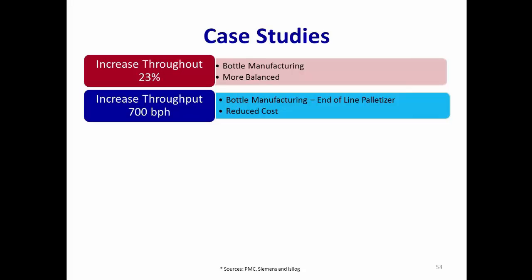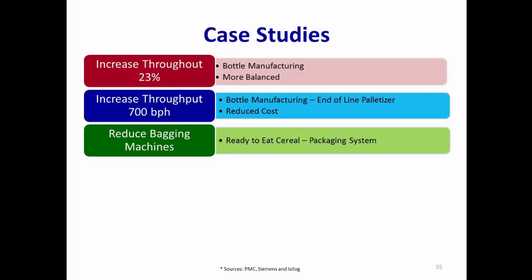Another study wanted to determine the number of lanes and lane speeds to support modification to an end-of-line palletizer system. This resulted in a system that not only cost less, but also increased throughput by 700 bottles per hour. Another simulation focused on improving the production of ready-to-eat cereal at the packaging area. One scenario that was successful showed that the throughput could be maintained by removing a bagging machine, by modifying the system configuration, or by increasing the speed of the conveyors.